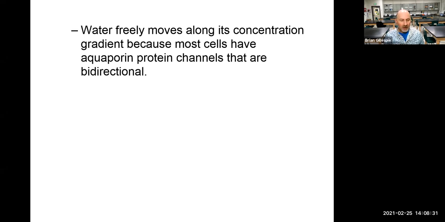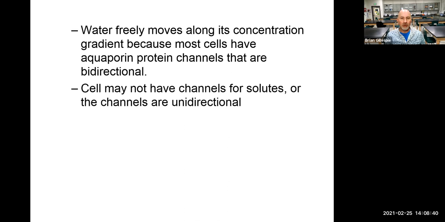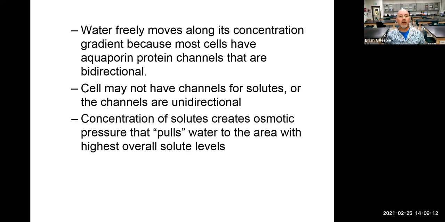But what's really driving the difference in water amounts on either side of a membrane? It's the relative concentration of solutes, okay? Because cells may not necessarily have channels for particular solutes, or if they do have channels for a solute, often those channels can only allow the molecules to pass in one direction. Again, it has to do with the configuration and the specific shaping of that channel that may only allow that substance to go in one direction across a membrane. So if it diffused into a cell, it may not be able to diffuse out through the same channel due to specific reasons. All right.